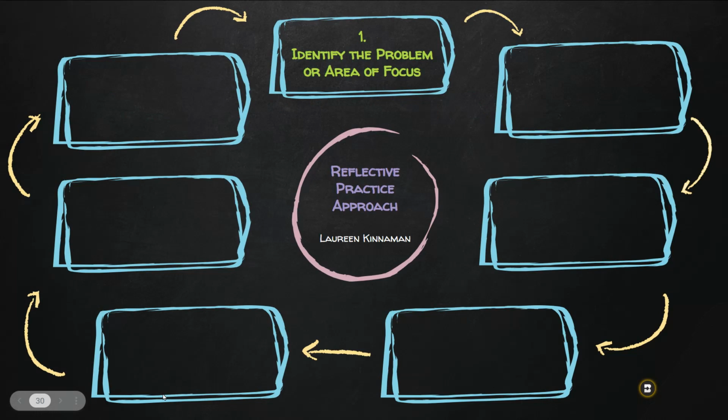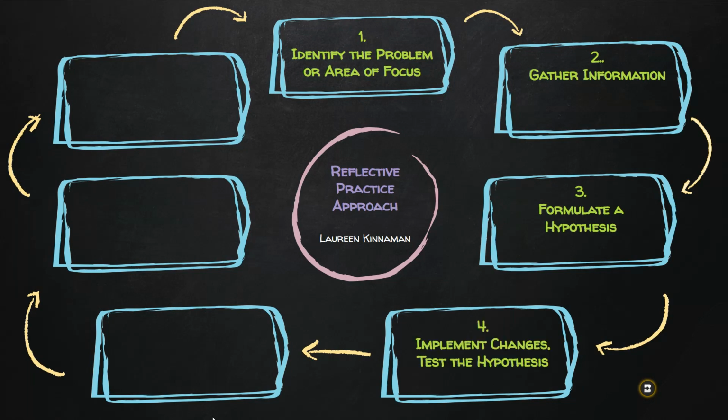Step 1. Identify the problem or question. Choose a specific teaching challenge or area of improvement. Step 2, research and gather information. Collect data through observations, student assessments, peer observations, and video recordings to understand the scope of the issue. Step 3, formulate a hypothesis. Based on the information gathered, propose a potential solution or change in practice.